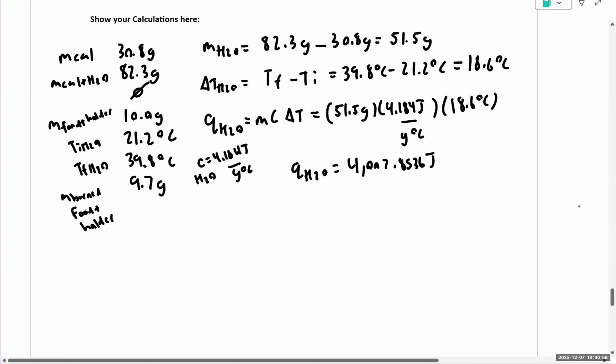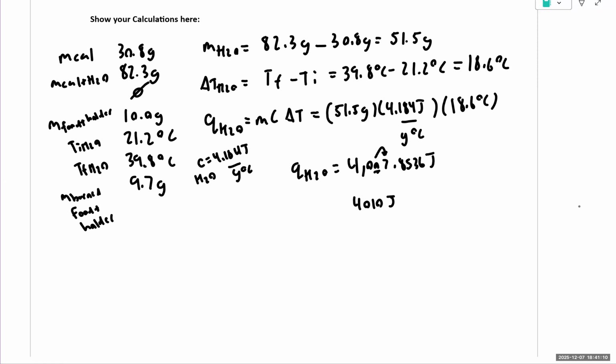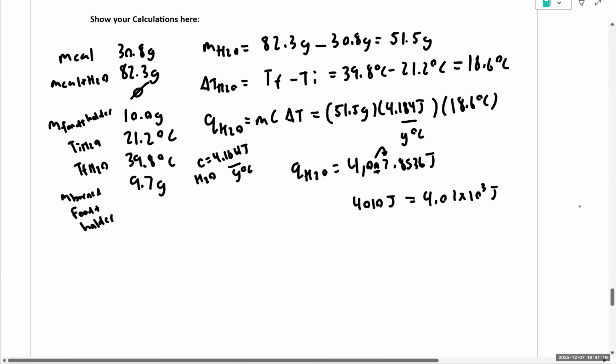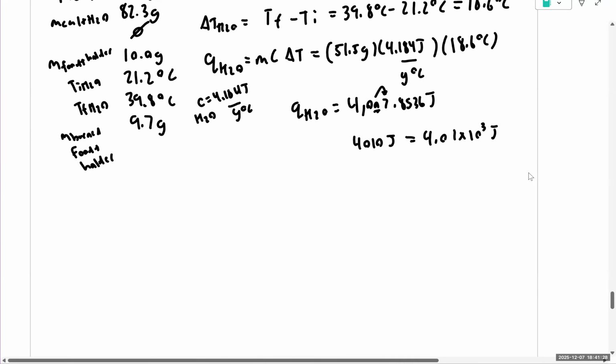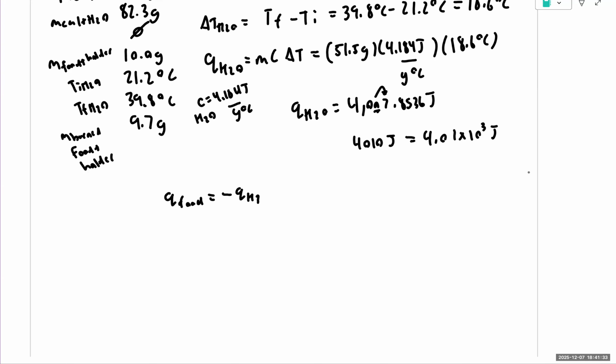In this case, because our inputs have three significant figures, this would be 4,010 joules rounded, which we can also write as 4.01 times 10 to the third joules. Okay, now let's calculate the heat released by the food sample, which is the same as the heat gained by the water sample. So Q food is equal to negative Q water, which would be negative 4,007.8536 joules.